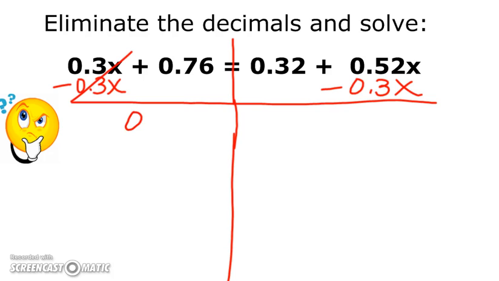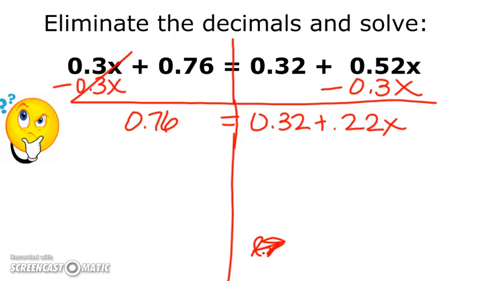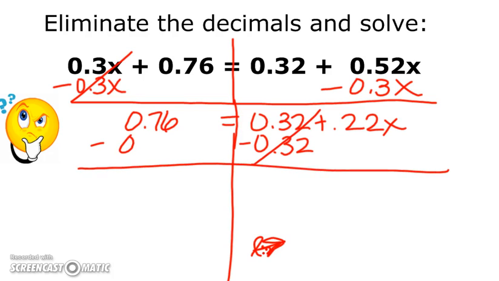Those cancel. I'm left with 0.76 equals 0.32 plus 0.22x. My variable's on this side, so I know my variable needs to stay on this side. So in order to get rid of everything else besides the variable, I'm going to take the inverse or opposite of positive 0.32, and it's going to become a negative 0.32. If I do it to one side, I have to do it to the other. So I'm going to be left with 0.44 equals 0.22x.